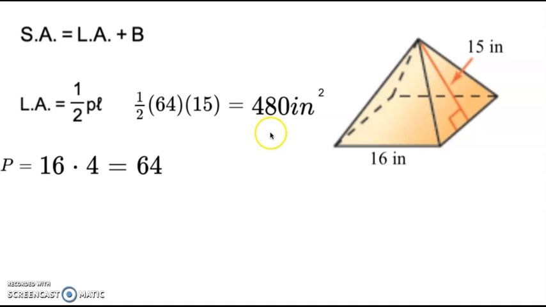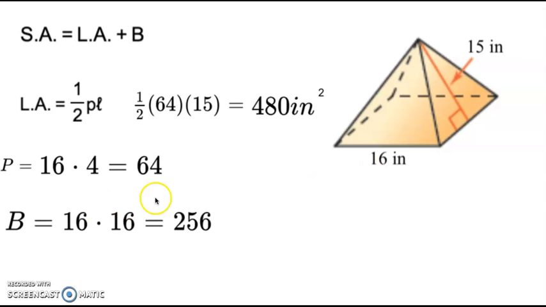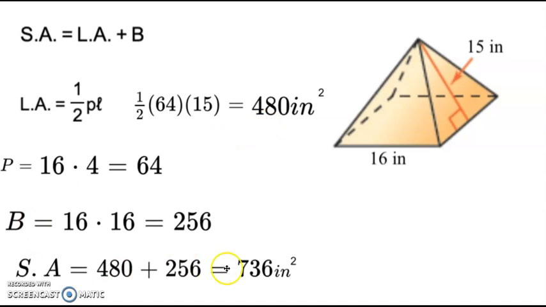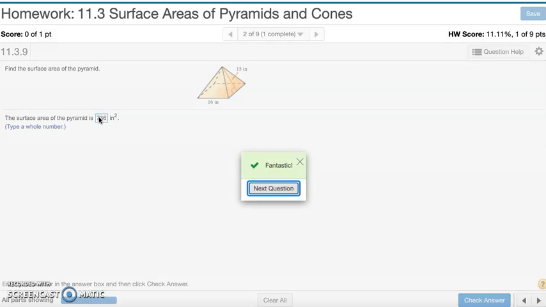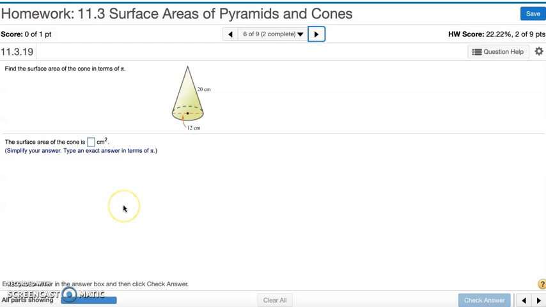So now that plus the area of the base will give me the surface area. So the base length is 16, so 16 squared, or 16 times 16 will give me 256 for the area of the base. So now add that to 480, and that'll give me a surface area of 736 inches squared. So let's type that in. Typing in 736, and that's number 2.